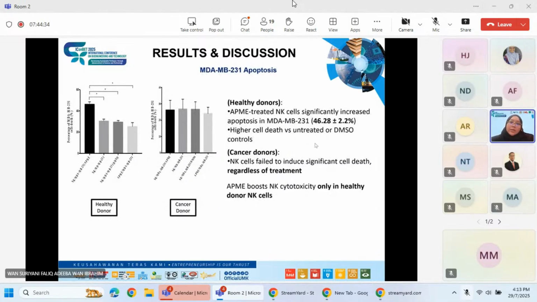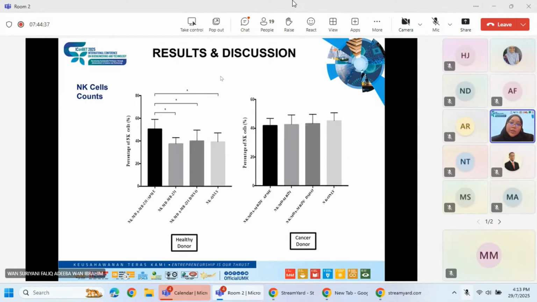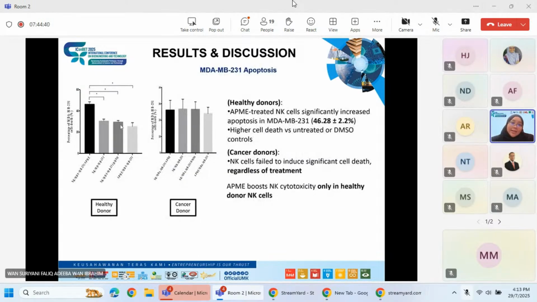Okay, so here, this one is the NK cells count, but here is the apoptosis, the programmed cell death. We want to see whether the percentage of MDA-MB-231 cell death differs between the groups in the healthy donor and the cancer donor. So we can see higher cell death versus untreated or DMSO control in our healthy donor, but the cancer donor failed to induce any significant cell death. Regardless of the treatment, in all groups, there's no change.